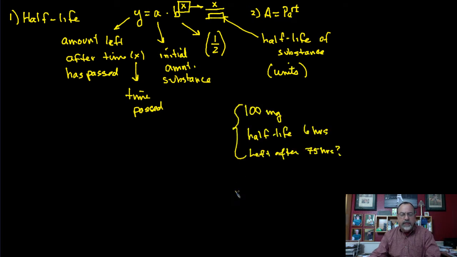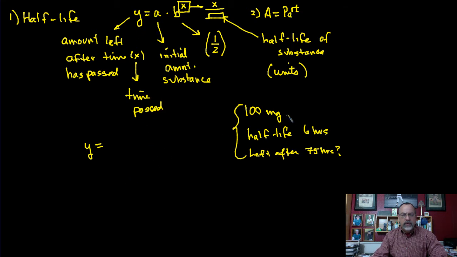For this example, which is an example that's in your book, we have 100 milligrams of a substance that we start with. The half-life of this substance is 6 hours. We want to know how much would be left after 75 hours. So the first thing we need to do is write our exponential equation so that we can substitute in values. So y is going to be what's left.